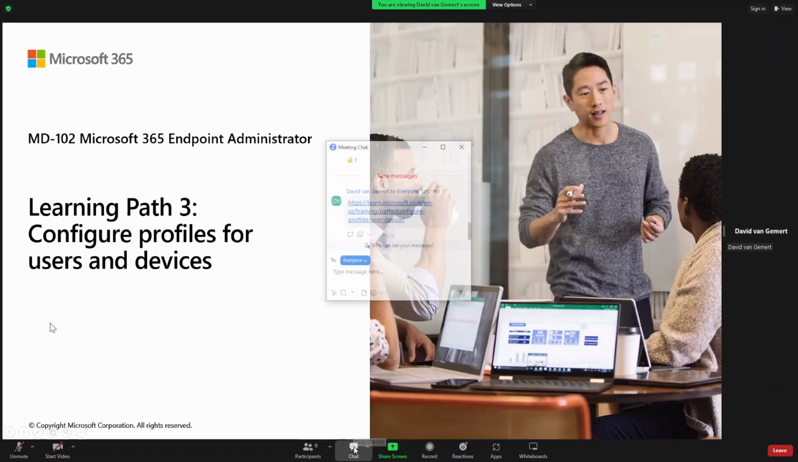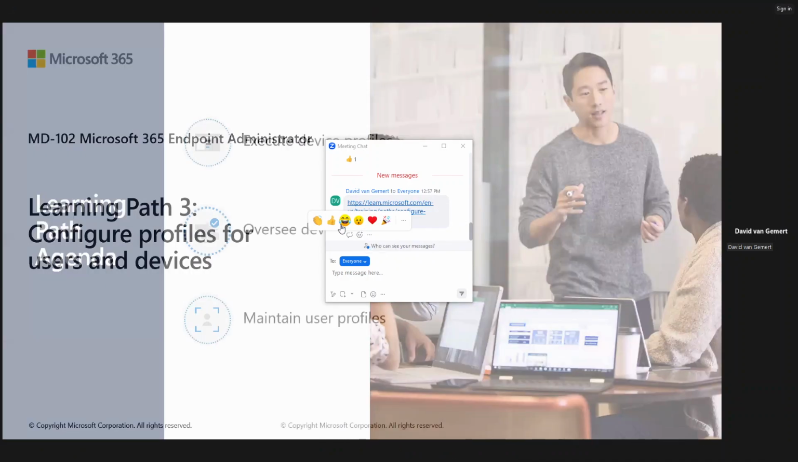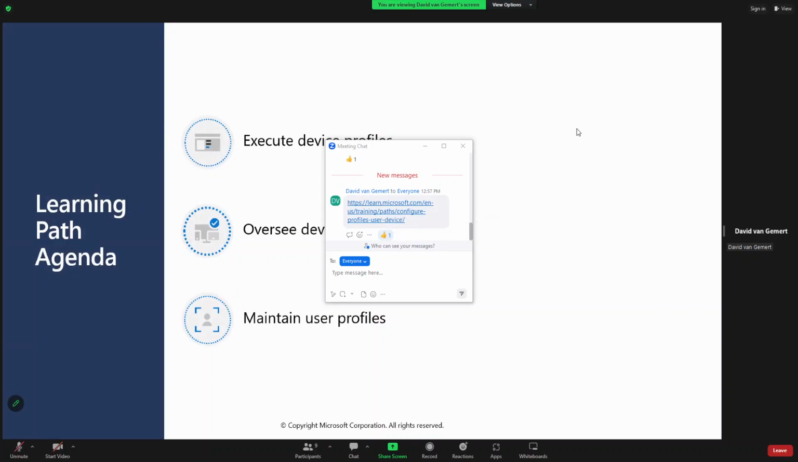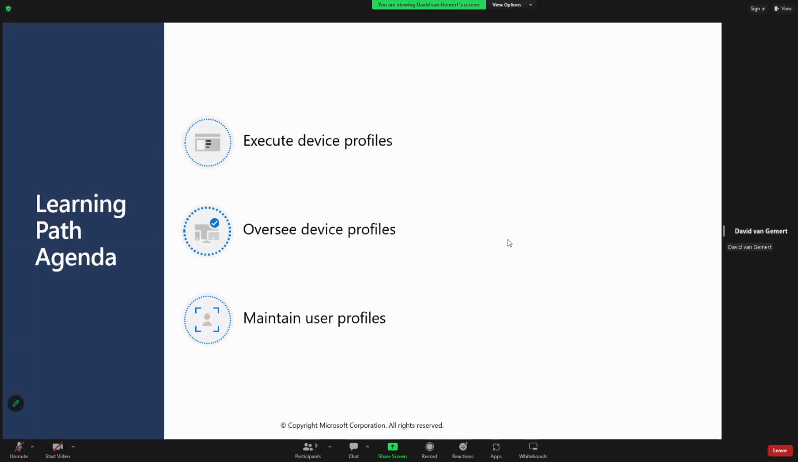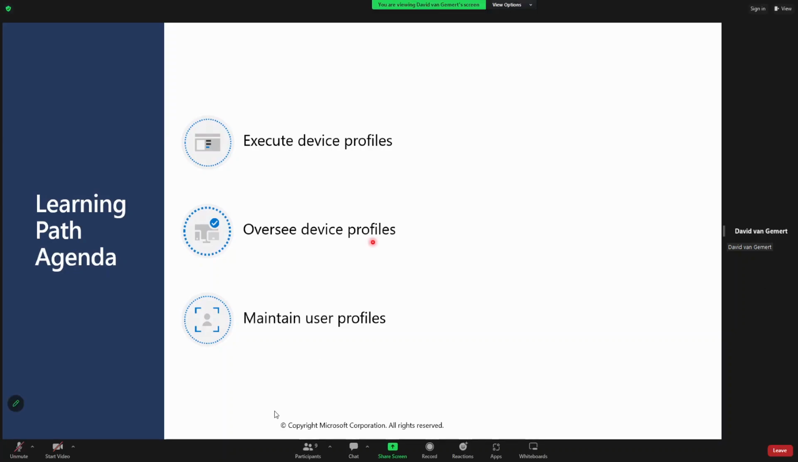Okay, so learning path 3, configure profiles for users and devices. There's 3 sections to this one: execute device profiles, oversee device profiles, maintain user profiles. So essentially what we're talking about here with regard to profiles is what's called a configuration profile. Configuration profiles are things we configure in our Intune in order for us to be able to control the various devices in the organization.